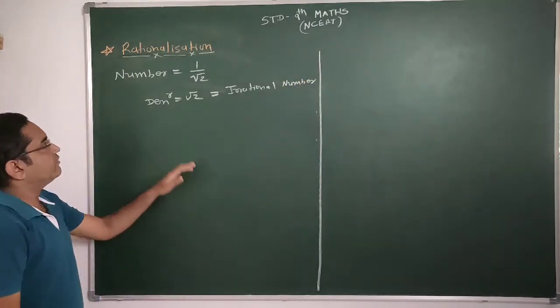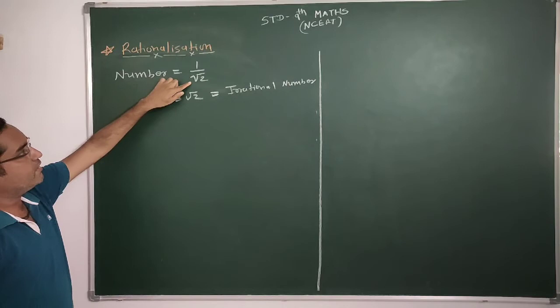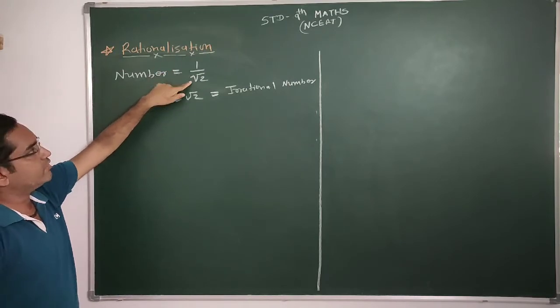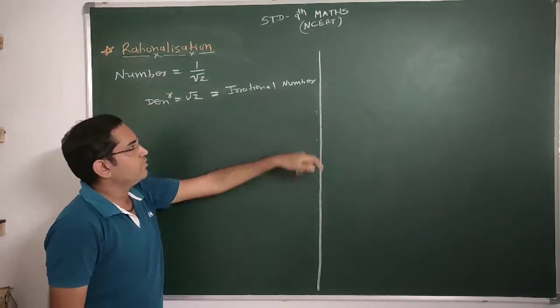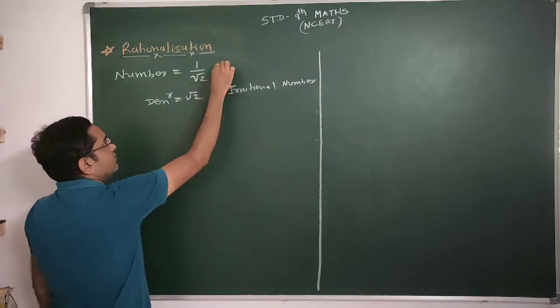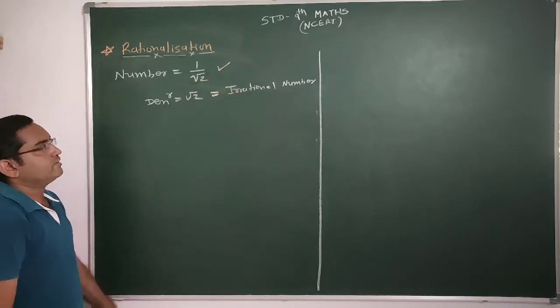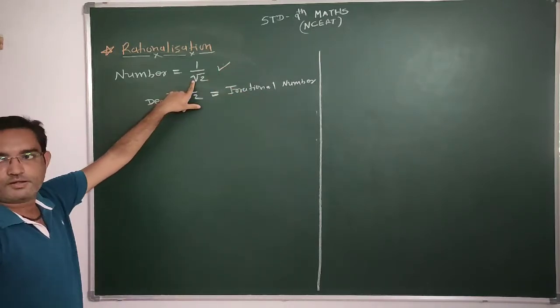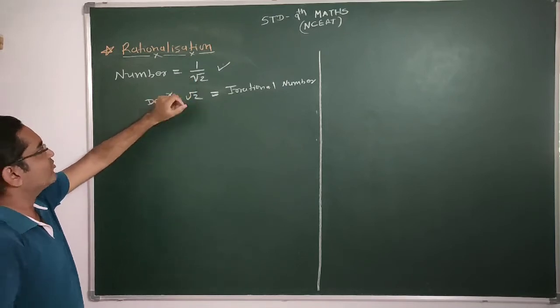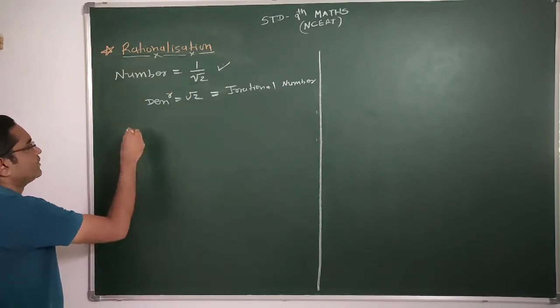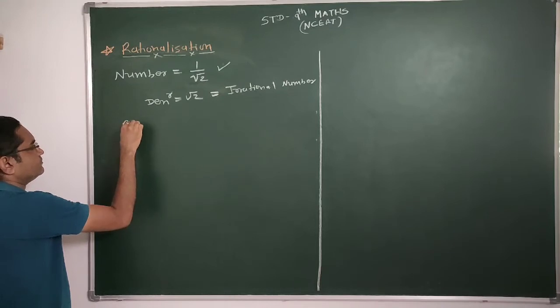Done? So here one number is given, 1 upon root 2, whose denominator is an irrational number. For such type of numbers, we need to convert this irrational denominator into a rational number. This is known as rationalization. So what is the rationalization process?